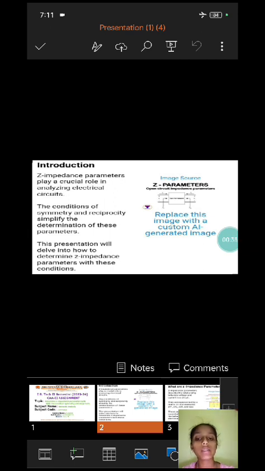Z parameters play a crucial role in analyzing electrical circuits. The conditions of symmetry and reciprocity simplify the determination of these parameters. And this presentation will develop how to determine Z impedance parameters with these conditions.